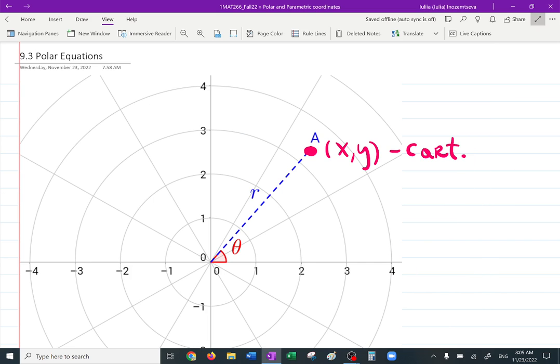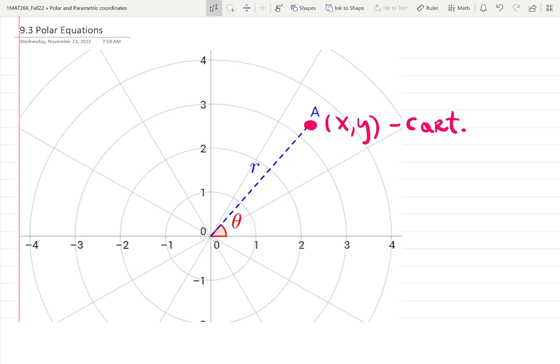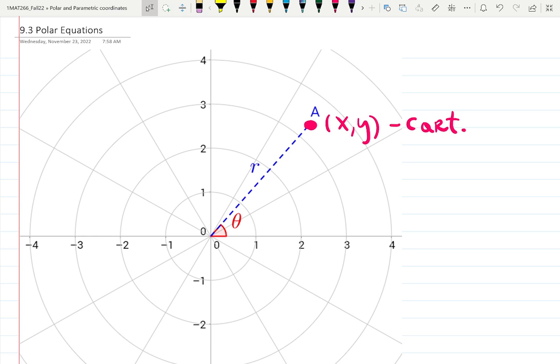So instead of defining the position of the point A as run and rise, x, y, what if we define it in this way? How far A is from the origin? First, that will be called R. How far A is away from the origin. (0, 0) is your origin.